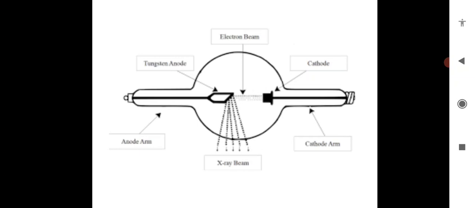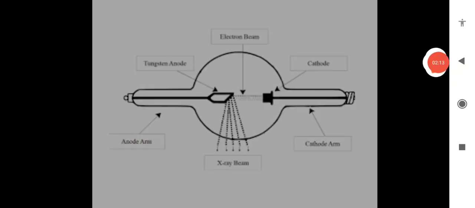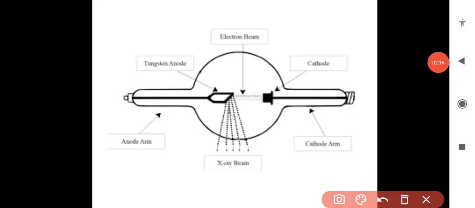It is shown in the figure. It was first invented by Coolidge in the year 1913. This Coolidge tube consists of a glass envelope which is exhausted to a vacuum of the order of 10 power minus 5 millimeter of mercury. Here it is fitted with a cathode at one point and an anode at another point.